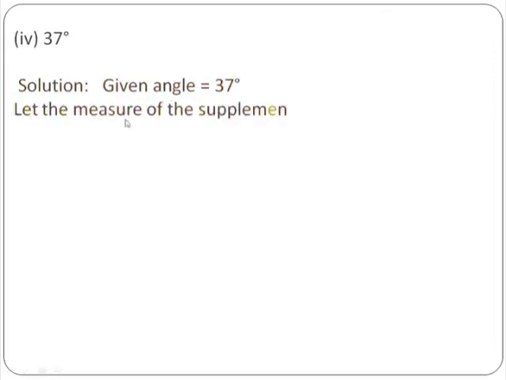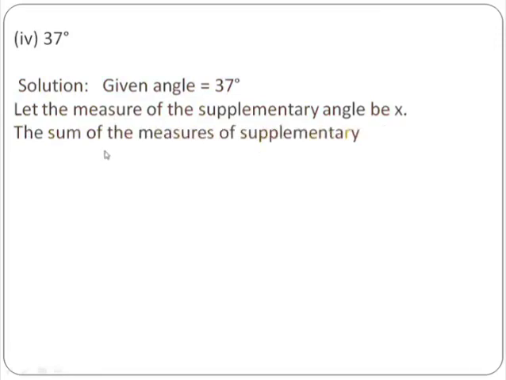Example number 4, 37 degrees. We will write the given part first. Given angle is 37 degrees. Now we will write, let the measure of the supplementary angle be x degrees. Then we will write the property: the sum of the measures of supplementary angles is 180 degrees. Using this property, we will get the equation 37 plus x is 180.